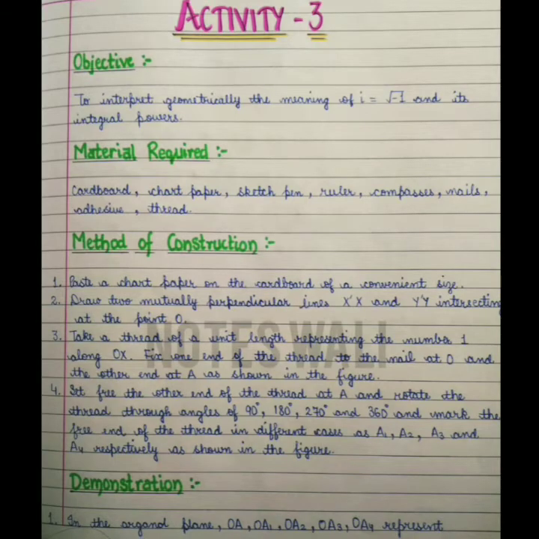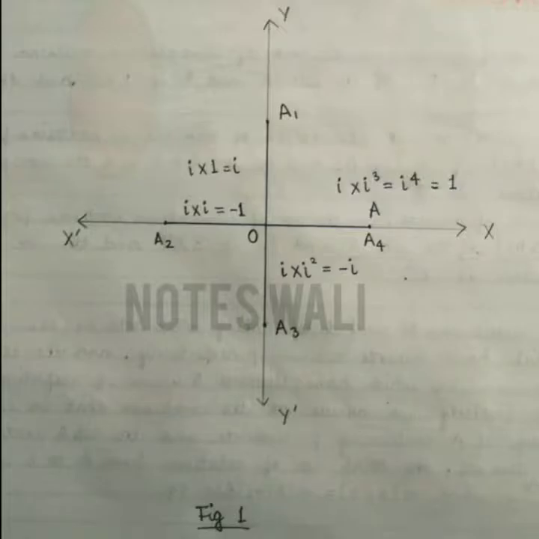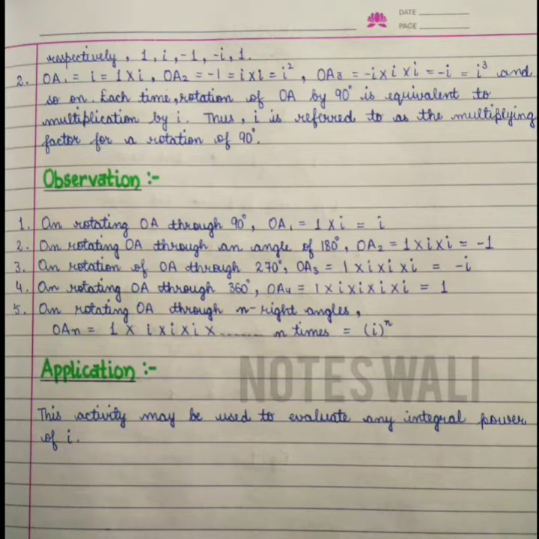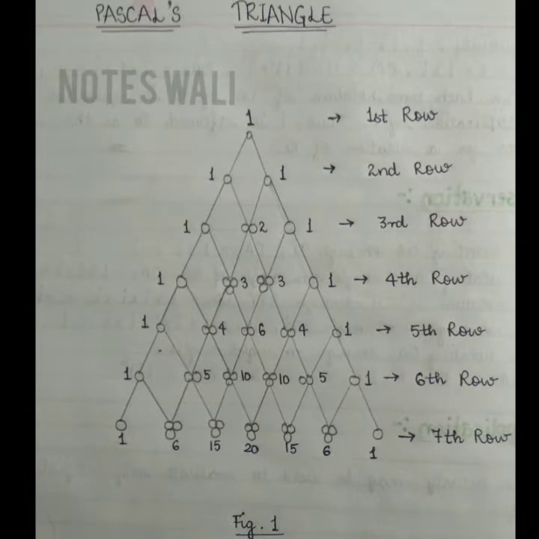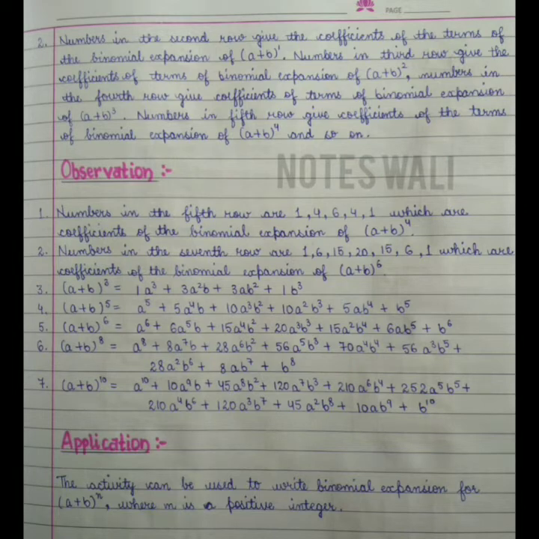The next activity belongs to the chapter complex numbers, in which we have to interpret the geometrical meaning of iota, which is under the root -1, and its integral powers. The next activity, which is activity number 4, is going to be more interesting, in which we have to construct a Pascal's triangle and also write the binomial expansion for an expression having a positive power.